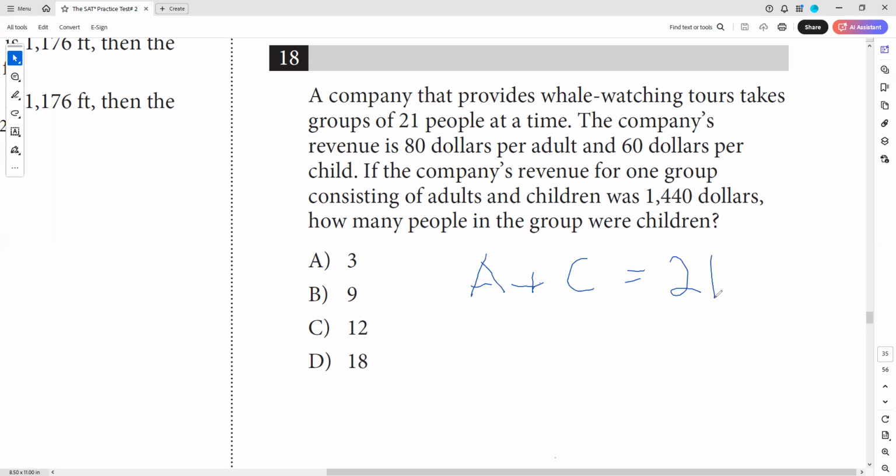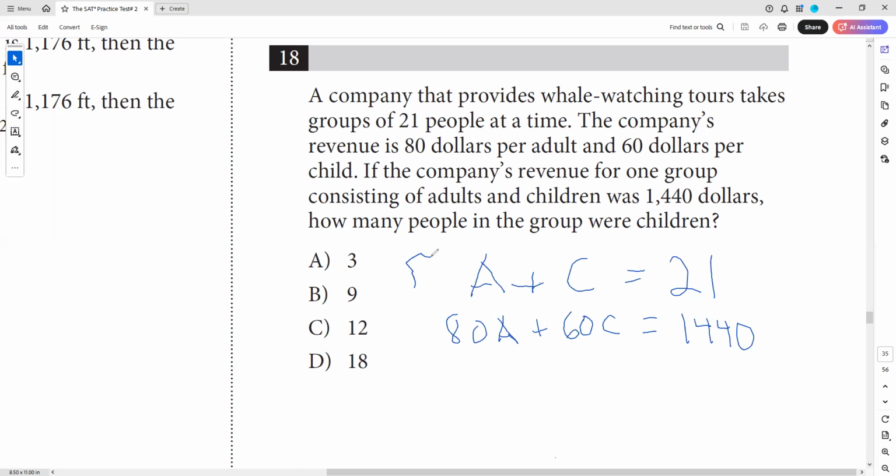And then using the price, we have $80 for adults, plus $60 for children, is equal to $1,440. So what we need to do is solve this system of equations.